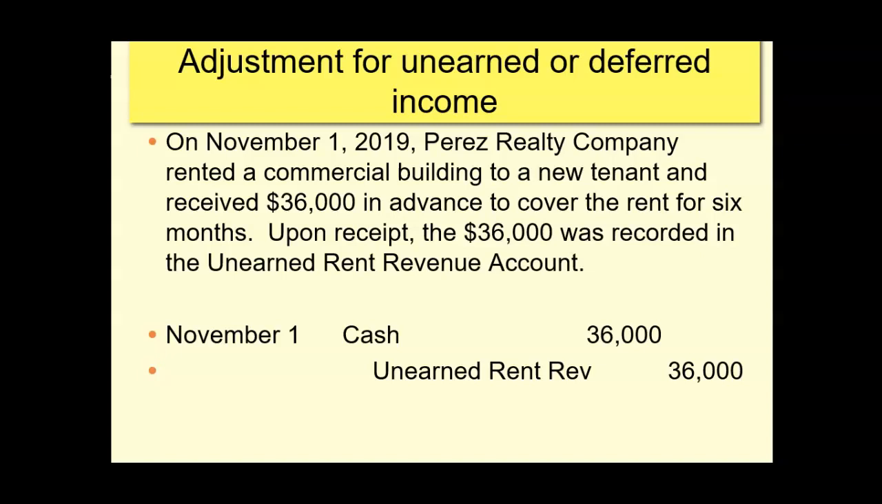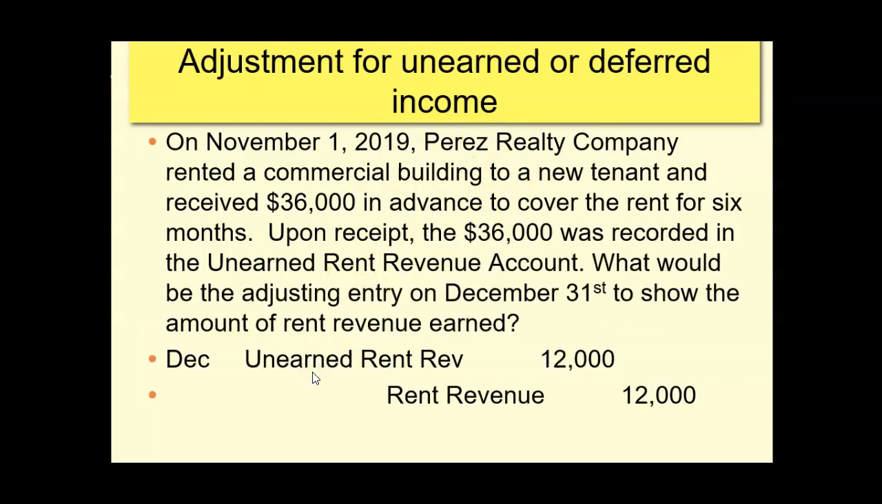Now the question is, how much of the unearned rent revenue have we earned by December 31st? Well, look at it this way. The $36,000 covers rent for 6 months, meaning that we're going to earn $6,000 per month in rent. From November 1st to December 31st is how many months? That's correct. It's 2 months. So we're earning $6,000 a month for 2 months. We've earned $12,000 by December 31st.